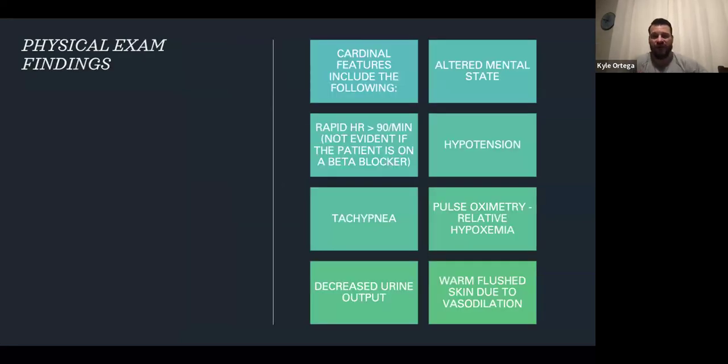Physical exam findings, what we'll find when we walk to the patient's room and examine them. Altered mental state, rapid heart rate over 90, so not yet tachycardia, but we're getting there. But if they're on a beta blocker, it won't be evident. Hypotension, so low blood pressure. Tachypnea, so they're breathing pretty fast. Pulse oximetry is going to show relative hypoxemia, and they're definitely going to have decreased urine output because there's no fluids to get off. Warm flushed skin due to that vasodilation.